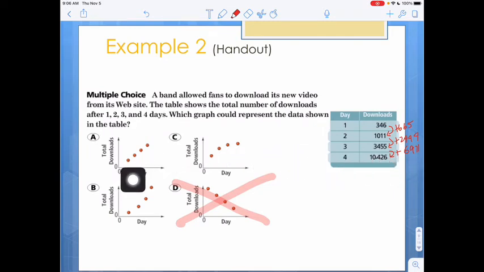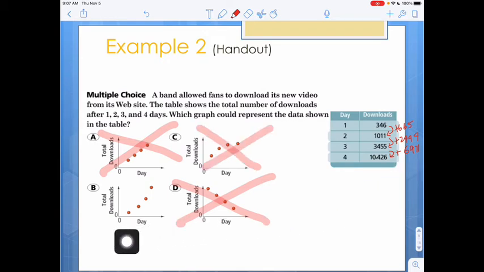Notice that A kind of looks constant. We don't have a constant jump in our table, so we shouldn't have a straight line. For C, we are increasing, but notice from 0 to 1 day, that was a big jump, and then the jumps start getting smaller. So this one's kind of doing the opposite of what we have in our table, where it's a small increase and it gradually gets larger.